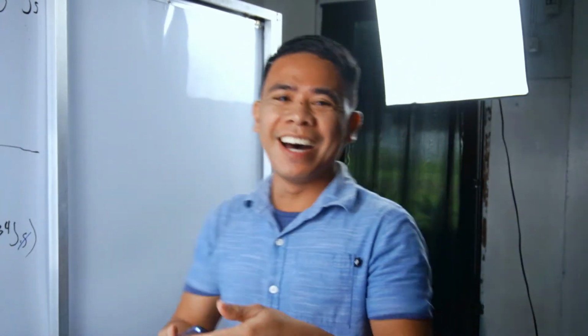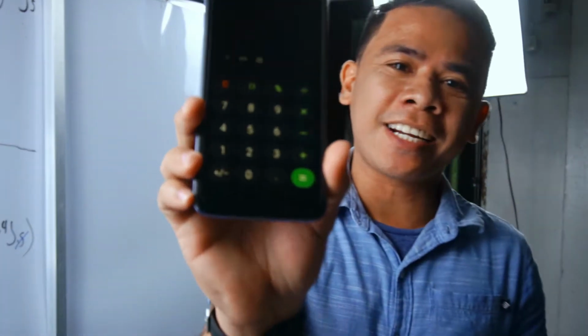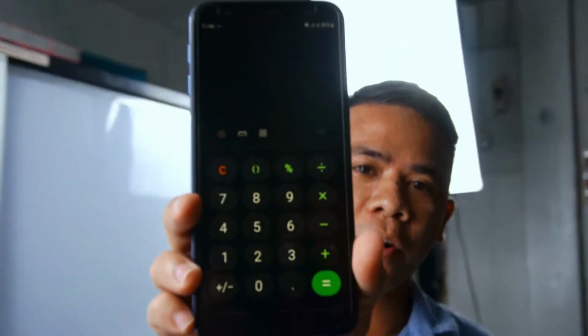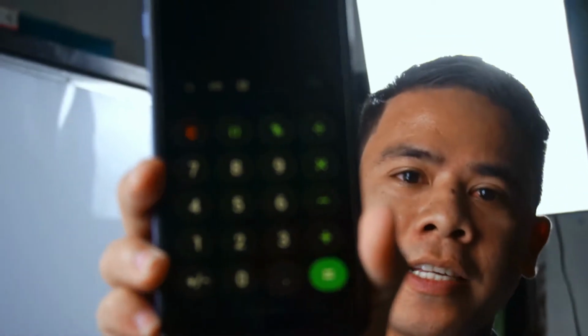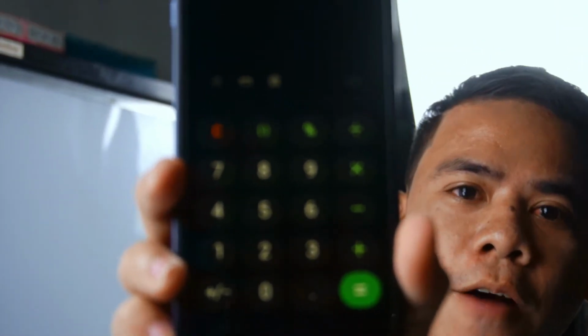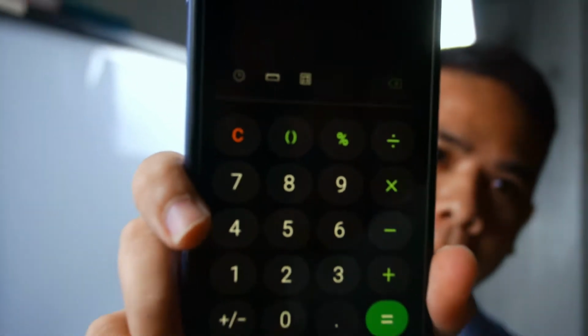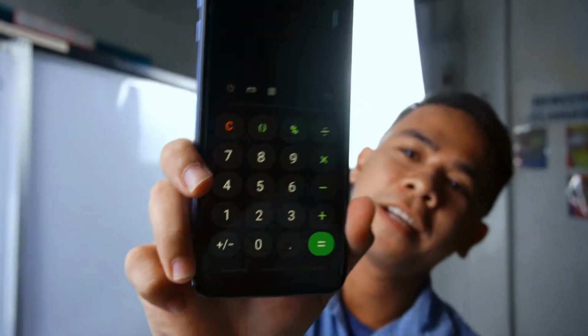Okay, this is the normal view of the calculator. So how do we make it a scientific calculator? All you have to do is like this, see this? There are more formulas on top. All you have to do is click that. Bang! It's a scientific calculator now.